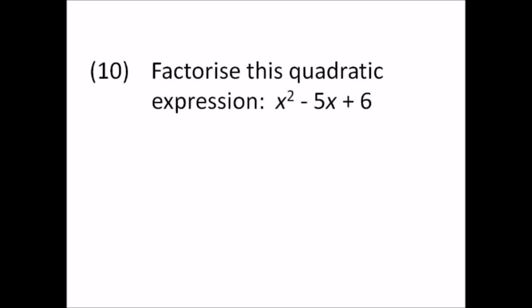Number 10, factorize this quadratic expression, and the expression is x squared minus 5x plus 6. I'm going to help you. To get the factors, you're going to get bracket x plus or minus a number, bracket x plus or minus a number. The numbers in that will depend on the numbers in the quadratic expression, so 6 and negative 5. The numbers must multiply to give you positive 6 and must add to give you negative 5, and that's as much as I can help you with. You have to be able to figure out the rest.